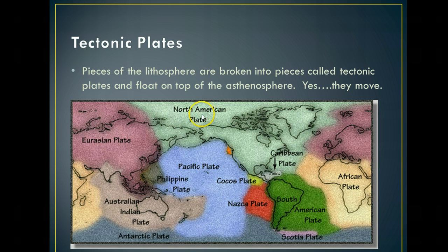Up here in the green you have the North American plate. There's one right there in orange. The Cocos plate is right here, kind of small. This one right here is called the Nazca plate. You have the South American plate. Here's the Caribbean plate. Remember Haiti a few years ago? Here's the African plate. Down here is the Scotia plate.